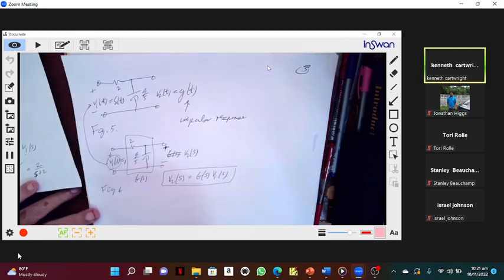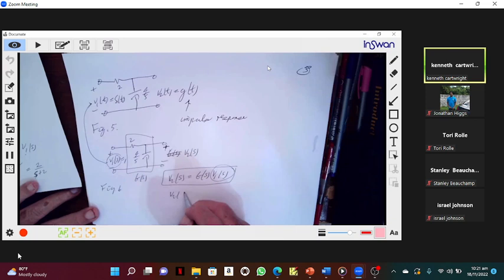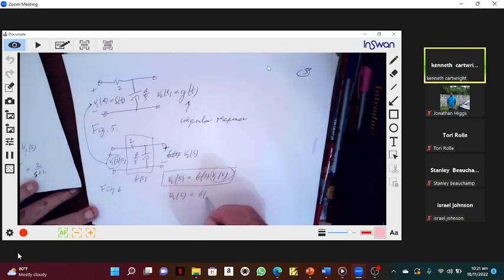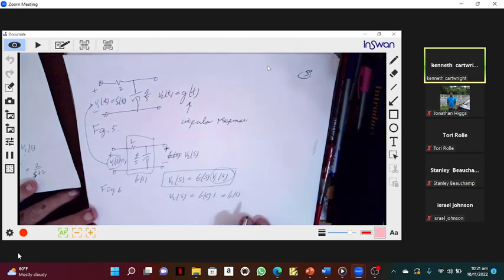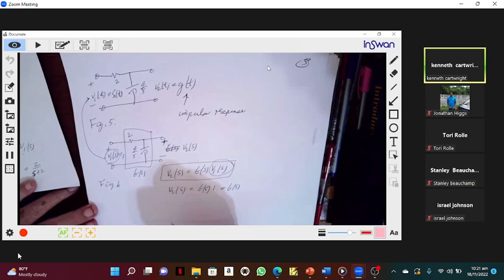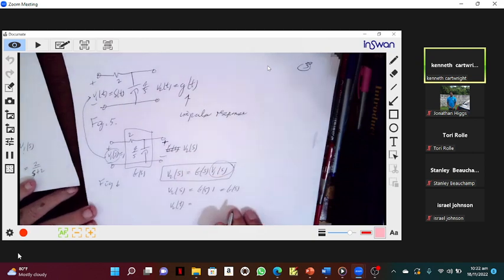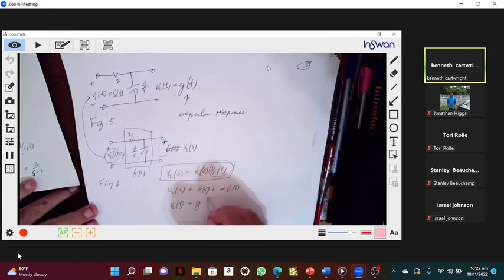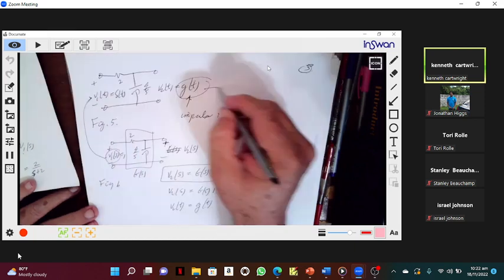Now the input is 1. So V2 of S equals G of S times 1, which is G of S. So what's V2 of t? It's G of t. And G of t is the impulse response. So G of t, the impulse response, is the inverse Laplace of G of S.